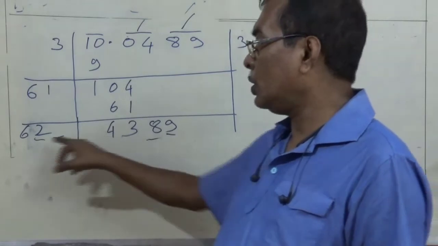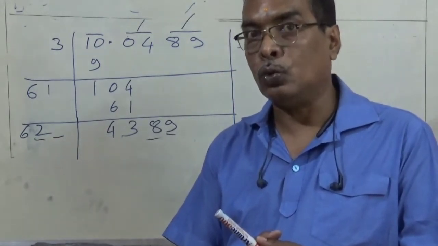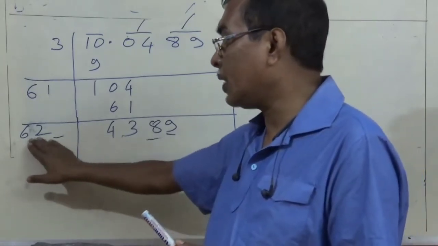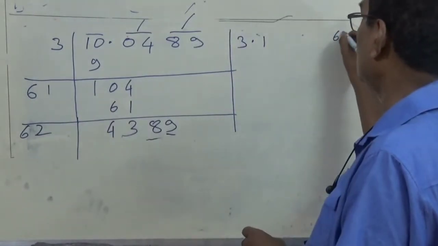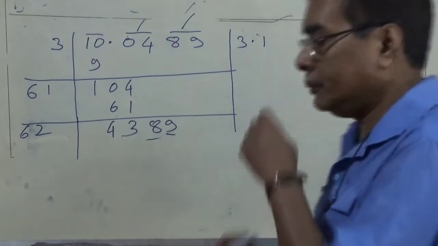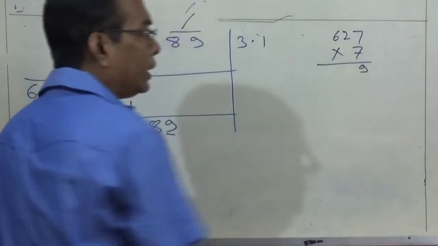Now divide this 43 by 6. 6 7s are 42. So take the test with 7. That is 62 7 by 7. 62 7, it is required to multiply by 7. How much will come? 7 7s are 49, carry 4.